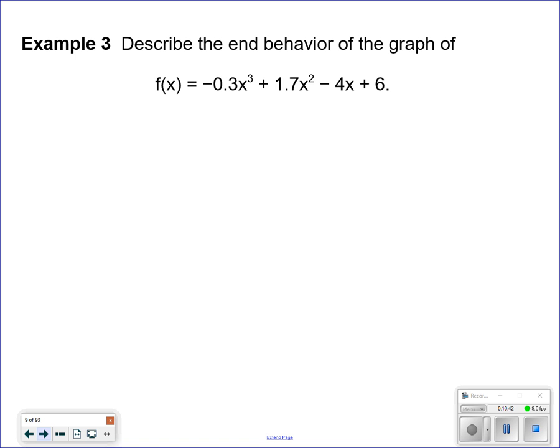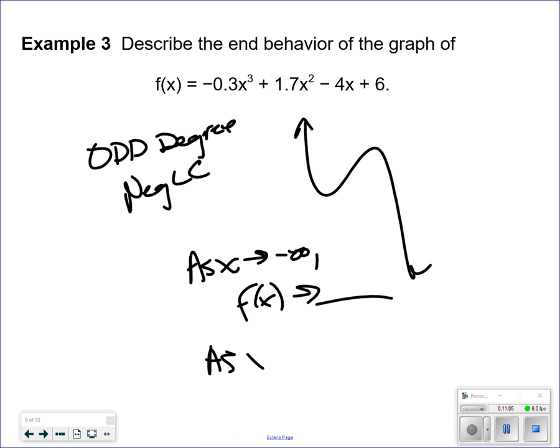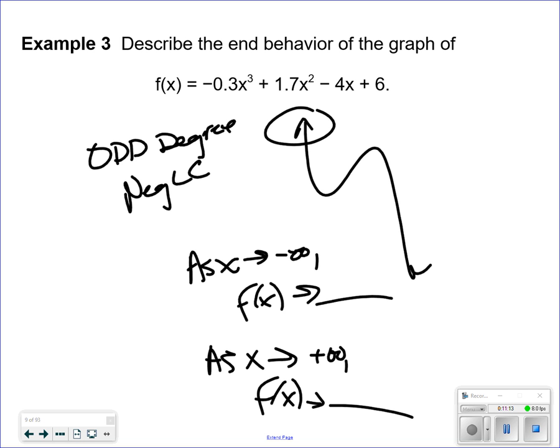Describe the end behavior. So just looking at this, I have an odd degree and I have a negative lead coefficient. So just knowing that it's an odd with a negative lead coefficient, I know what the picture is going to look like. With that being said, as x goes to negative infinity, f of x goes to blank. As x goes to positive infinity, f of x goes to blank. So now, on the left-hand side, the negative infinity side, I would say this one's going up. On the positive infinity side, I would say that one's going down. And this would be your answer.